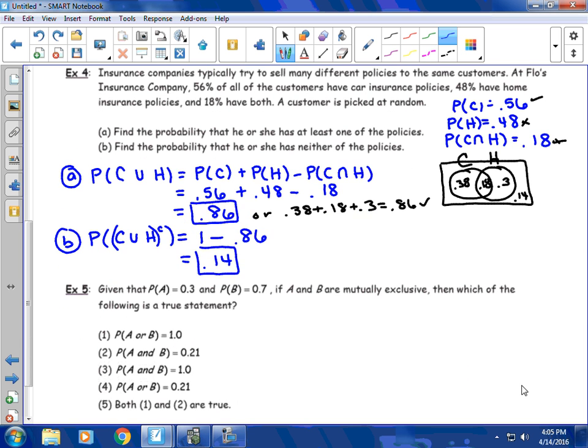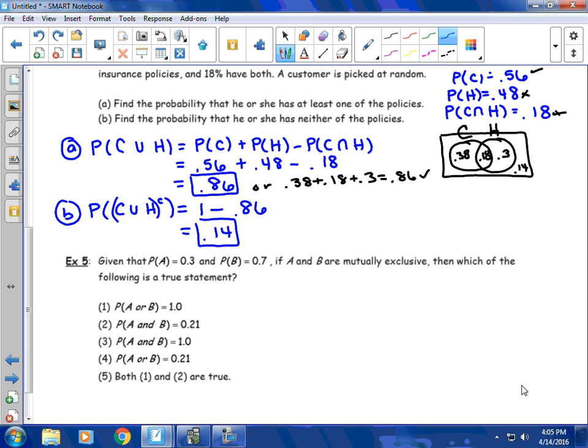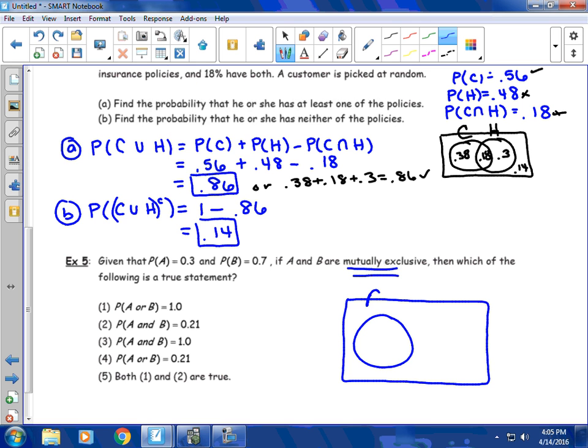All right, almost done. 2 more. This one's quick. Given that the probability of A is 0.3 and the probability of B is 0.7, if A and B are mutually exclusive, then which of the following is a true statement? Remember, mutually exclusive. Here's A, here's B. We got no overlap. A is 0.3 probability. B happening is 0.7.